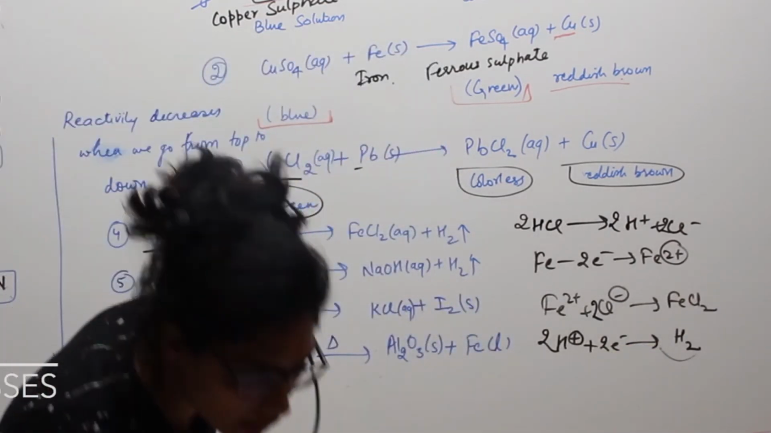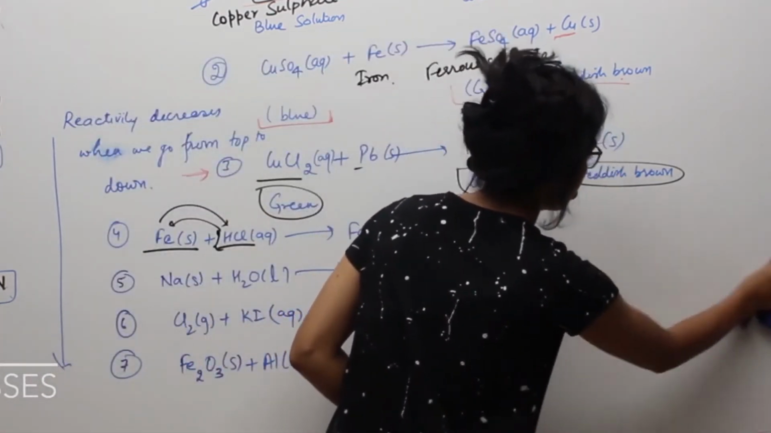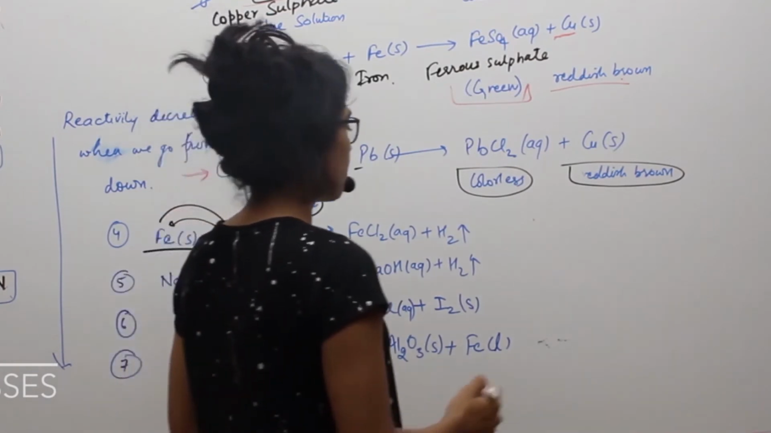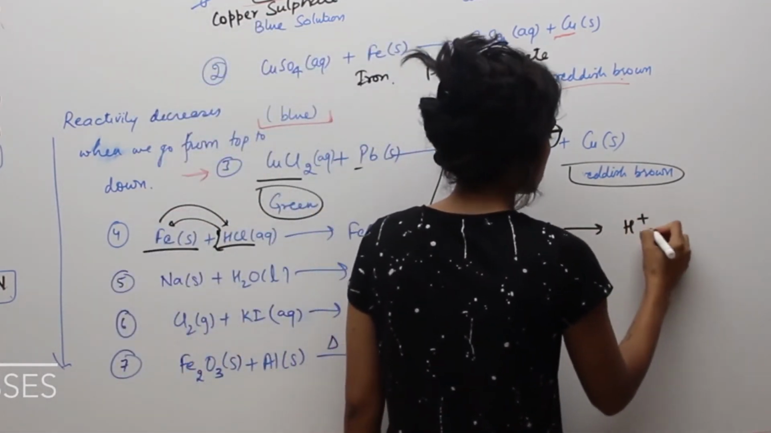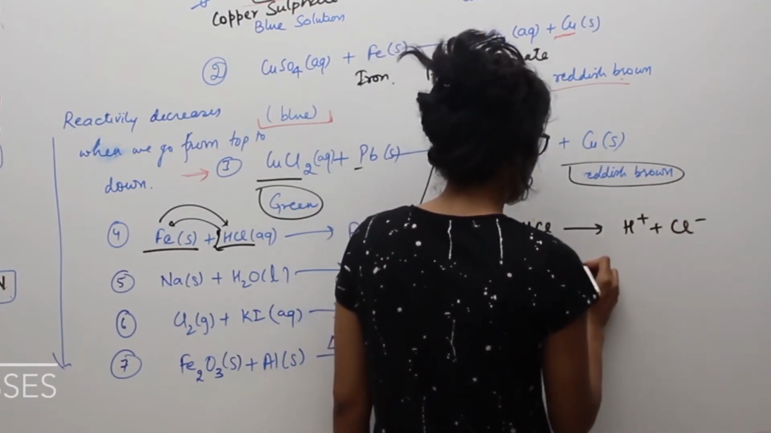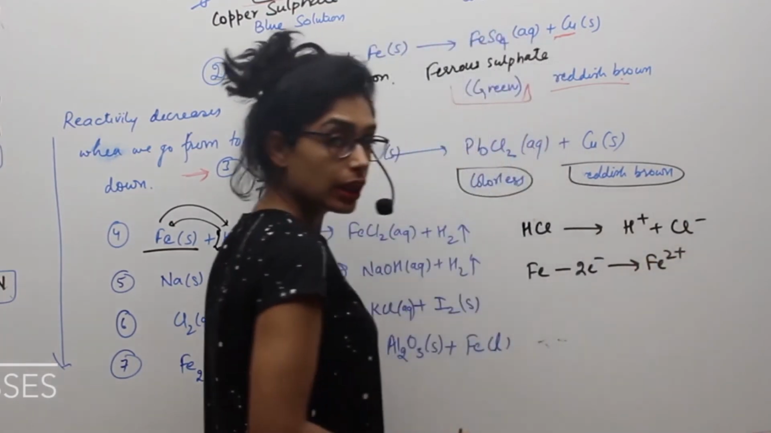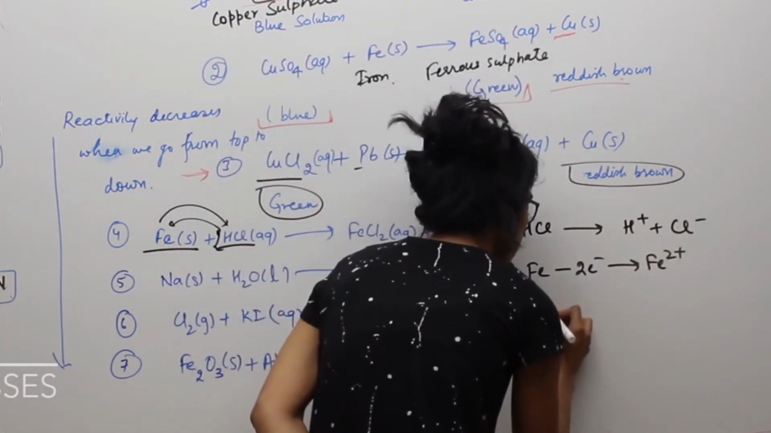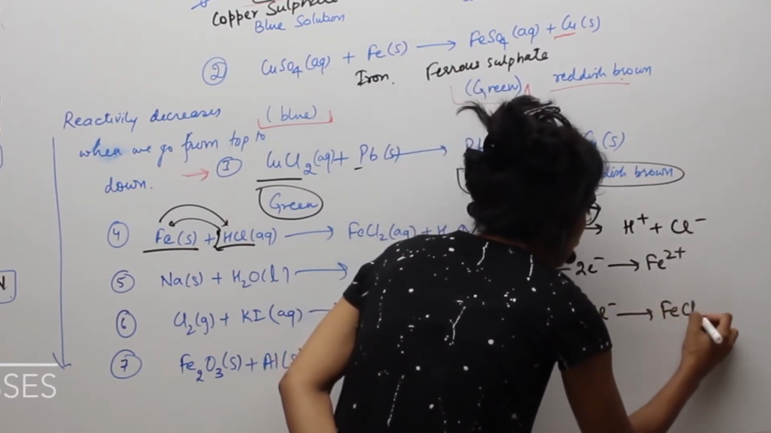I'll just explain this once again. Just try to understand how it is happening, because I did it in a very quick manner. HCl broke down into H+ and Cl-. Fe broke down by losing 2 electrons into Fe2+. Now I have Fe2+ and Cl- to form FeCl2.